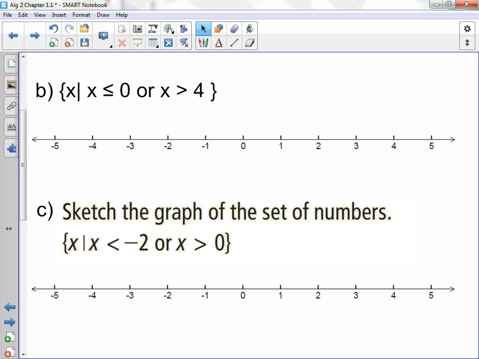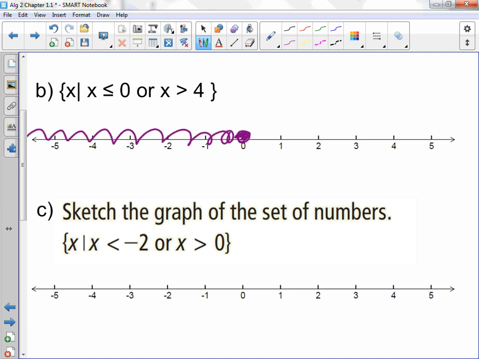So let's just look at this one here. X is less than or equal to 0. So at 0, what would we have? Open or closed? And which way do I shade? Because it's everything less than 0, yes? Now here we have x is greater than 4. So at 4 we have an open circle and we shade to the right, and that's it.